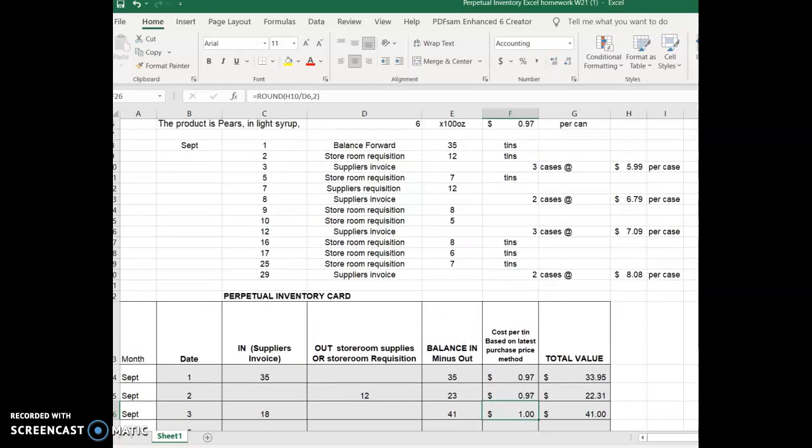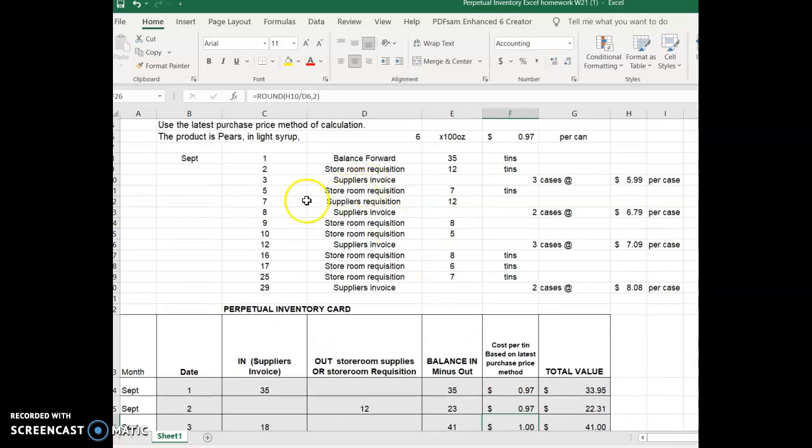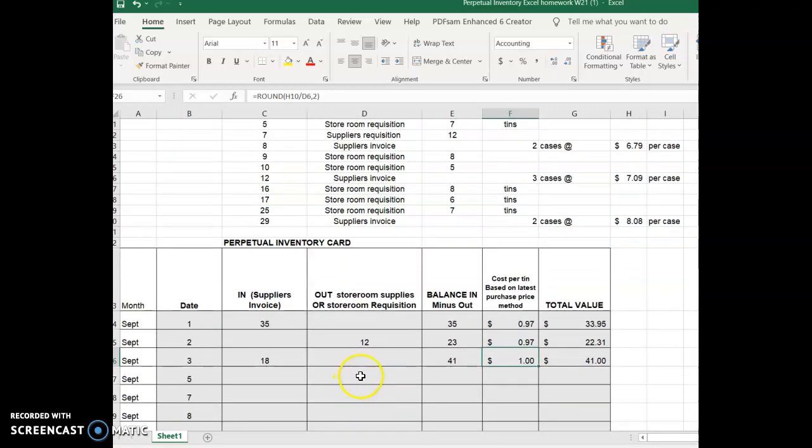So on to the next date. We have September 5th, which is a requisition. We have 7 tins coming out of our storeroom. So again, you're going to put that in out. Since it's coming out, you want to minus that from what we already have in there, which is 41. Our cost value is going to stay the same at $1. You can copy and paste it, or you can just type $1.